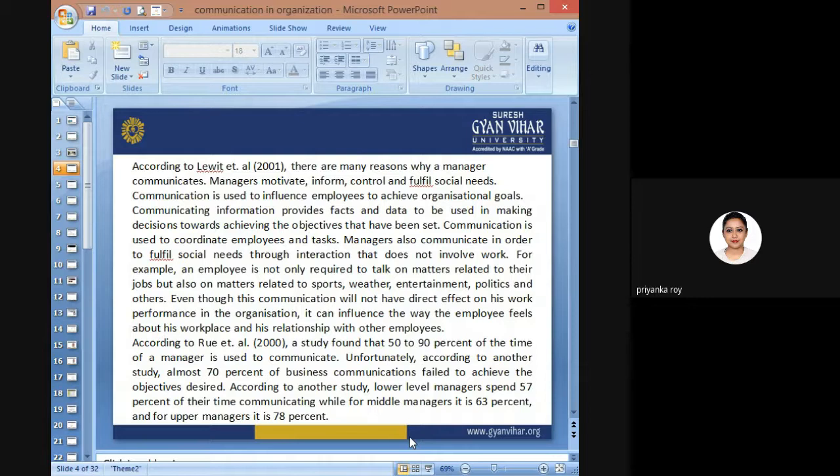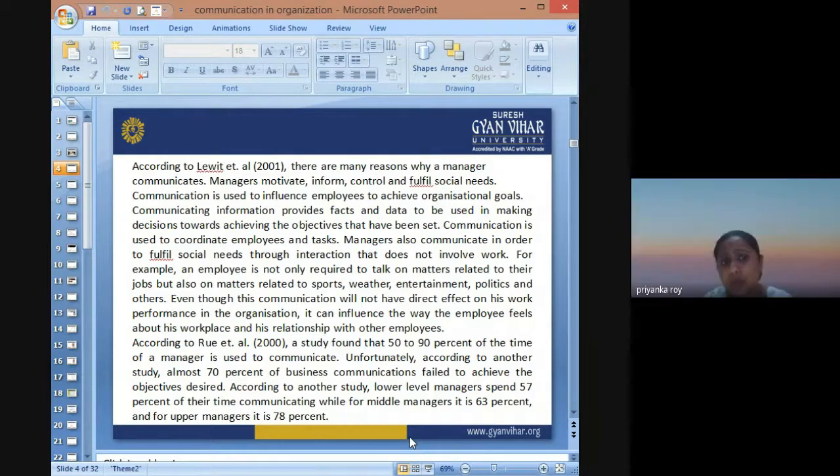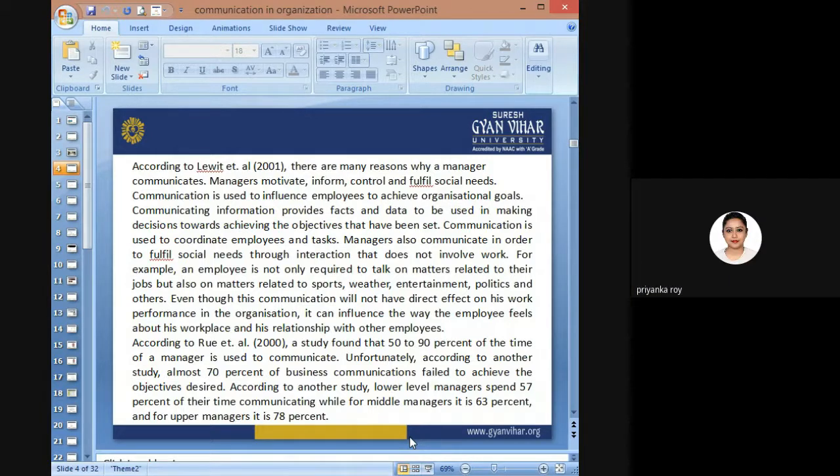According to Rue, a study found that about 50 to 90% of a manager's time is used to communicate. Unfortunately, according to another study, about 70% of business communication fails to achieve the desired objective. Lower level managers spend 57% of their time communicating with their middle managers, and it is 60% for the upper managers and 78% for top management that they communicate with.